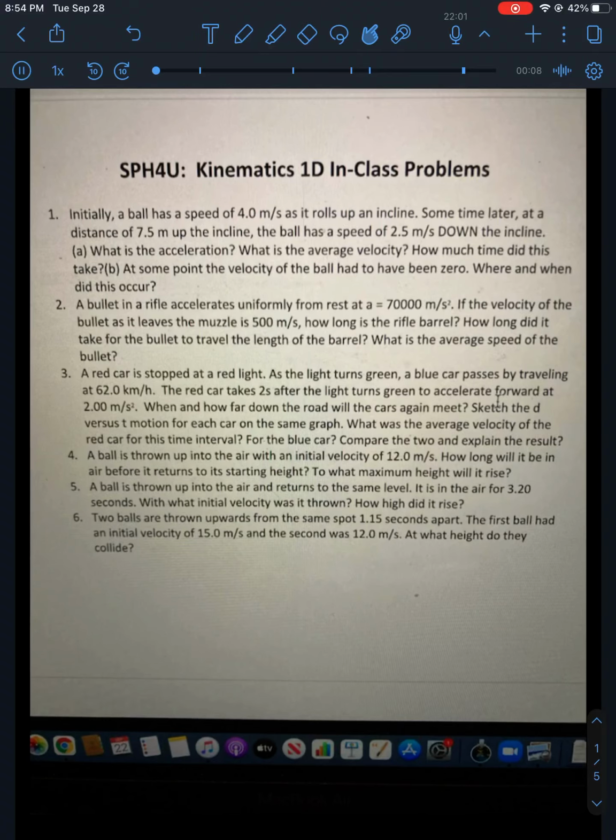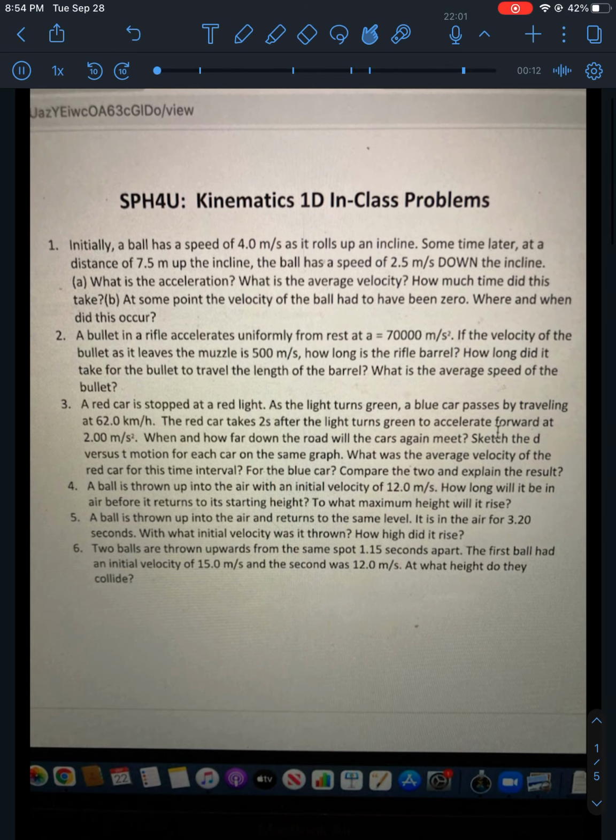A red car stopped at a red light. As the light turns green, a blue car passes by traveling at 62 kilometers an hour. The red car takes 2 seconds after the light turns green to accelerate forward at 2 meters per second. When and how far down the road will the cars meet again?